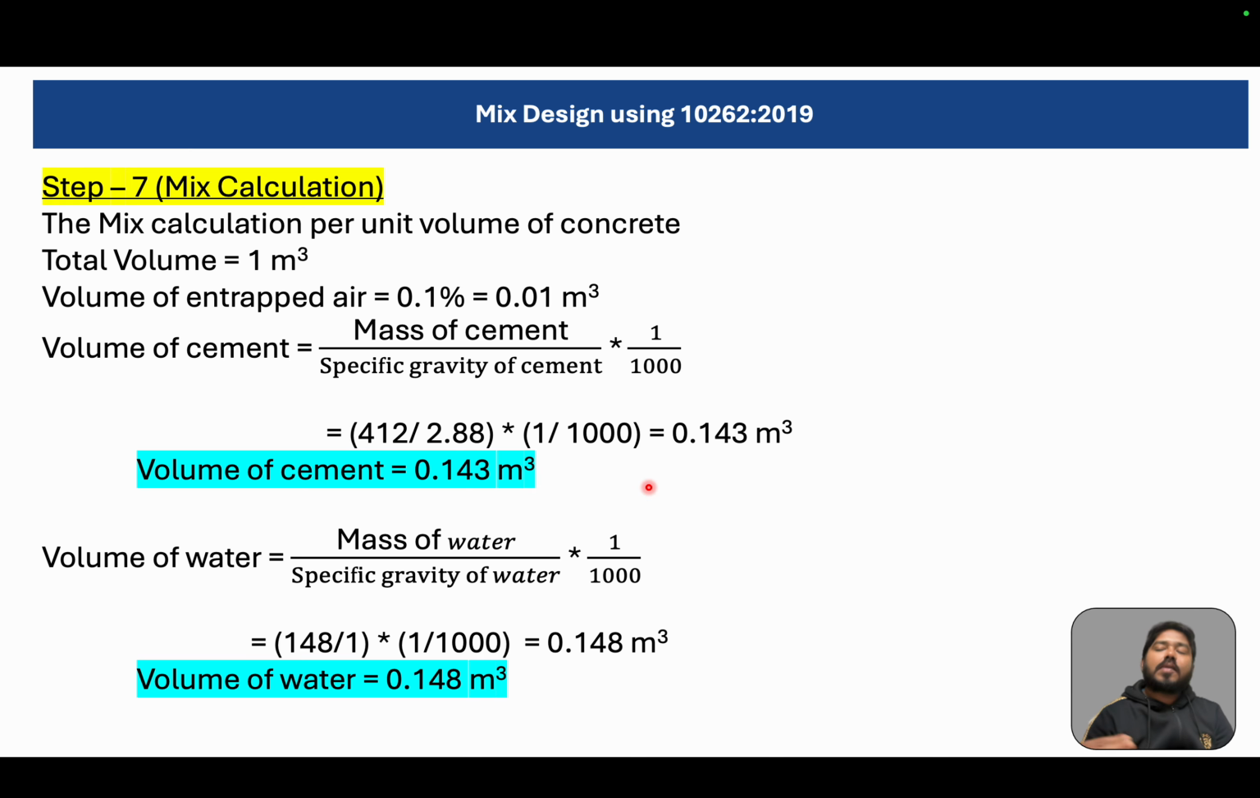Similarly, we have to calculate all the different ingredients. First you considered your air content, second your cement, and the third one is your volume of water, because you know the specific gravity of water is 1. So the mass of water you have already identified in step 3 or step 4, 148 kg, because once you calculate your water to cement ratio, the next step is your water content. Whenever you are calculating your water content, make sure you deduct the superplasticizer if it is given in the question.